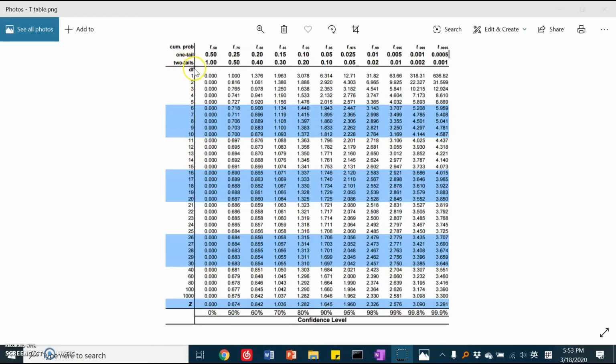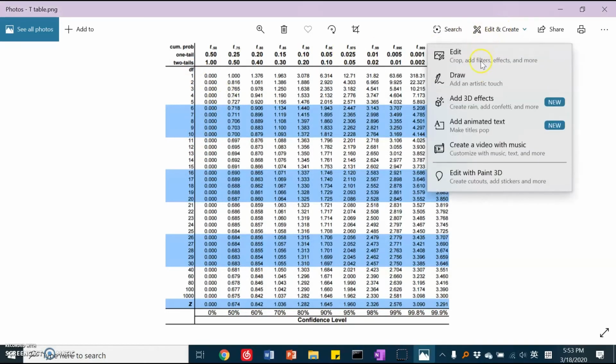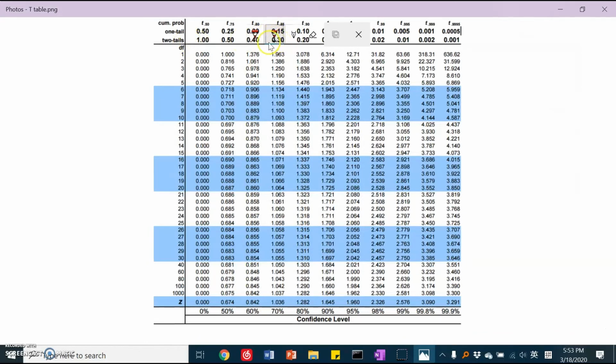The first thing we want to do here is find the degrees of freedom, which is 10 minus 1, giving us 9. Let me draw this for you guys. So we are looking at this line here with 9 degrees of freedom.